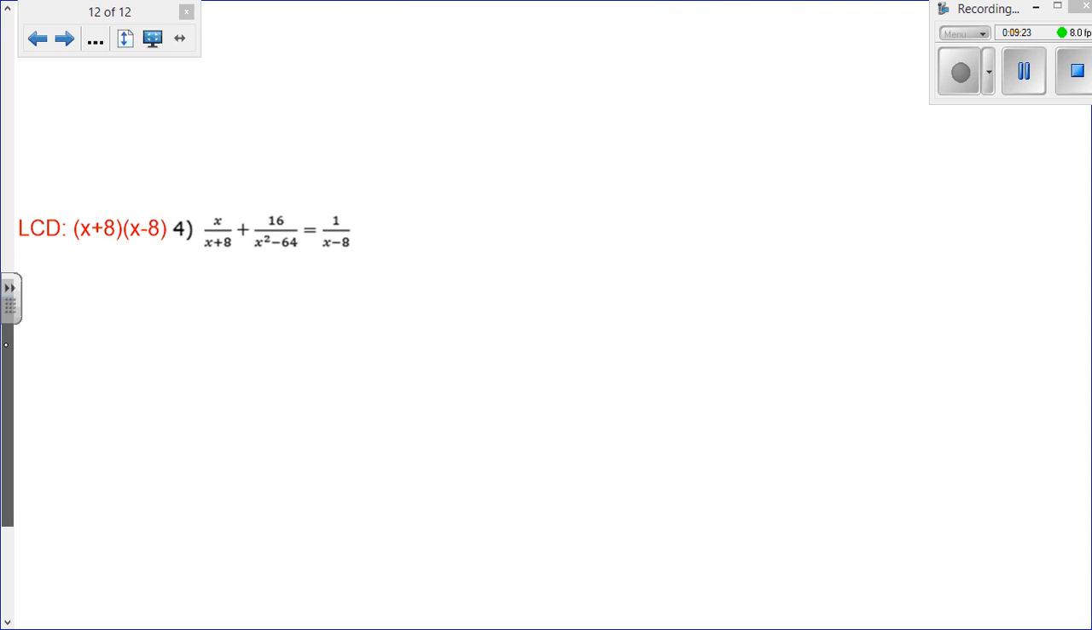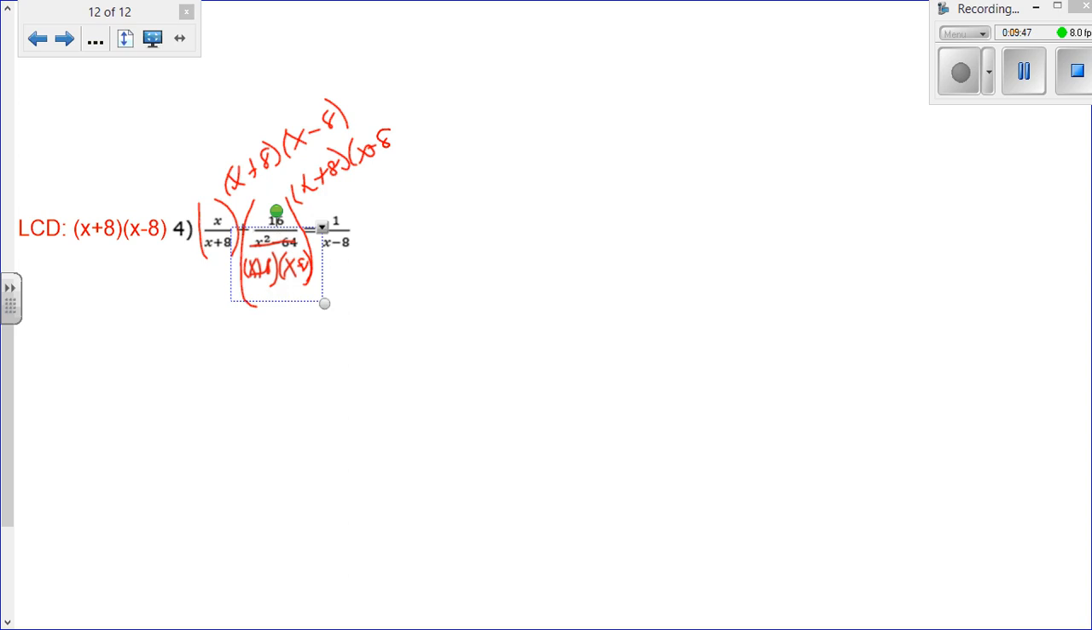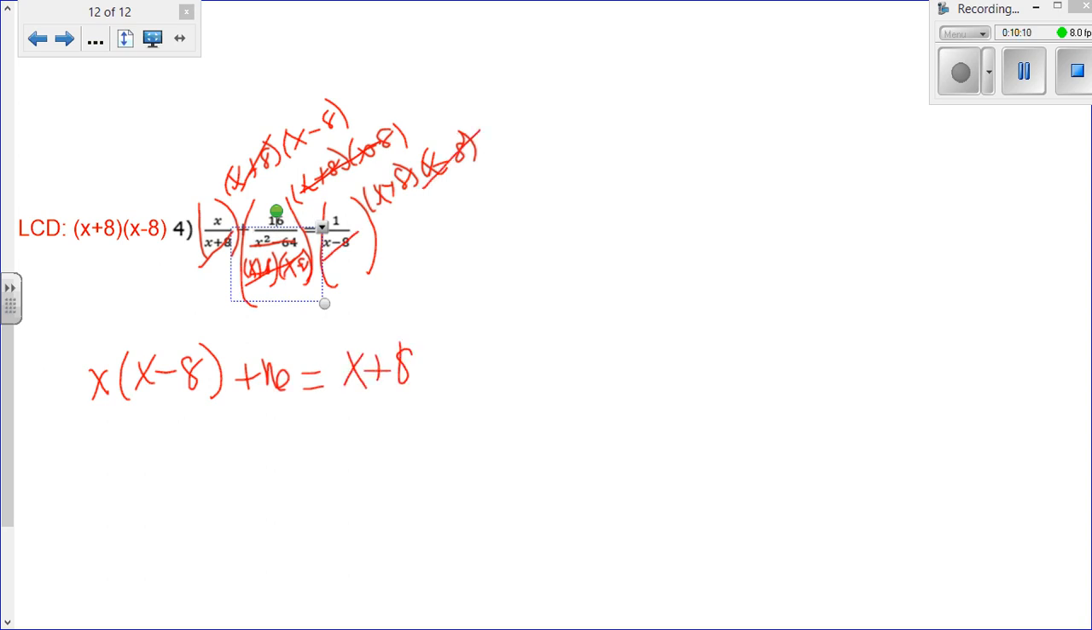So let's try the last one. For number 4, the x squared minus 64 did factor, and that became x plus 8, x minus 8. So I need to multiply every fraction by x plus 8, x minus 8. Again, I know it's a lot of writing, but in the long run, I think you'll be happy that you did it. So here the x plus 8's cancel out, and I'm left with x times x minus 8. Here, everything goes, so just plus 16 equals, the x minus 8's cancel, so I'm left with x plus 8.